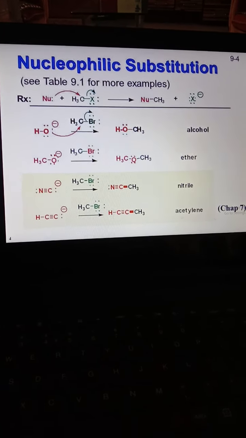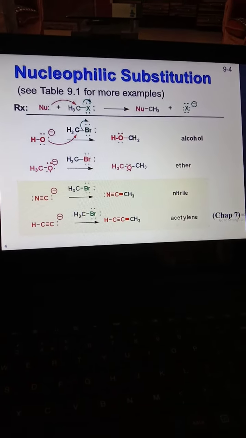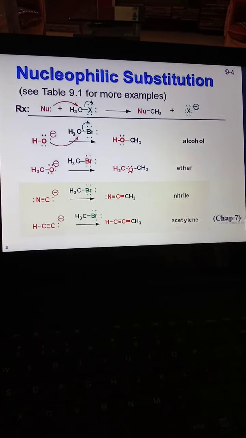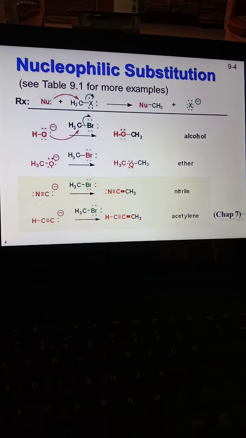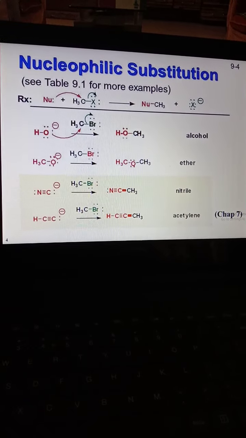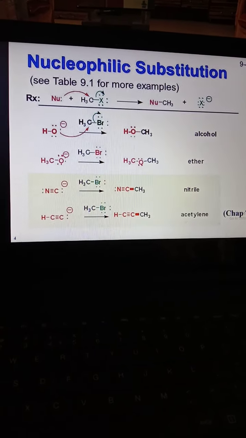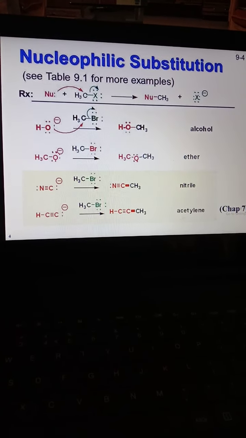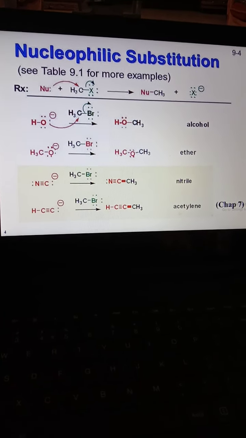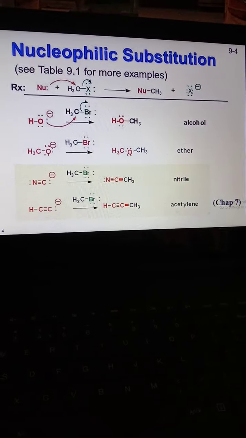Nucleophilic substitution, with some examples. Nucleophiles are negatively charged species. They are electron rich compounds. They attack the alkyl substituent, then the halogen is removed. Then the nucleophile and alkyl substituent are attached, forming alcohol, ether, nitrile, acetylene.